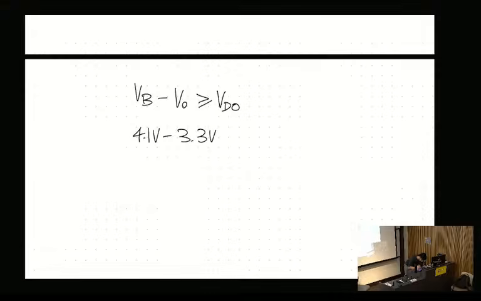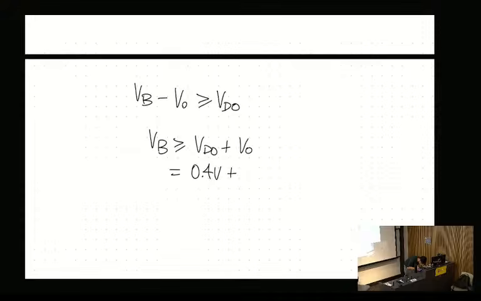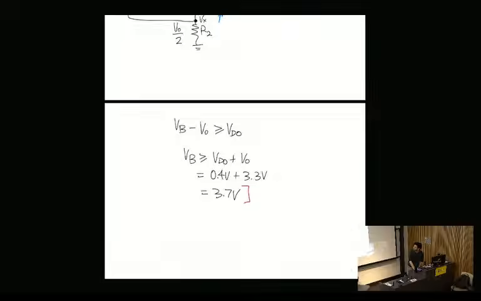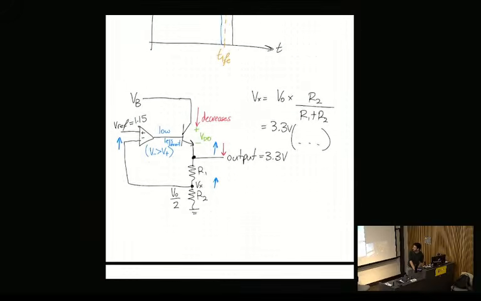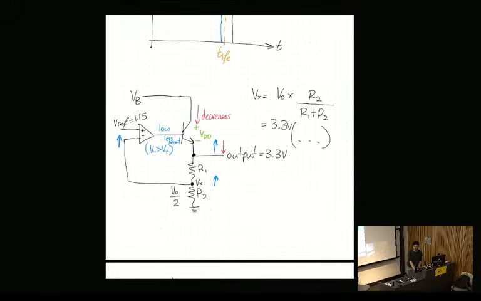And the dropout voltage, we're trying to calculate what VB needs to be for this to no longer apply, because that's the minimum battery voltage we can charge down to. So VB must be greater than or equal to V dropout plus V out, which is 0.4 volts plus 3.3 volts, which is 3.7 volts. Okay. So that's the minimum voltage we can charge down to before the LDO turns off.